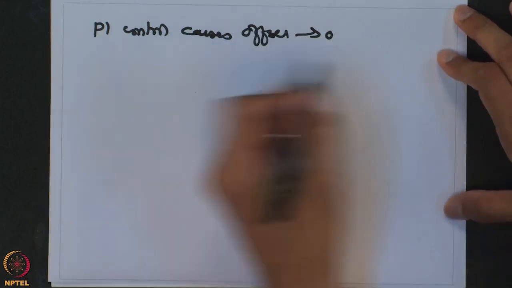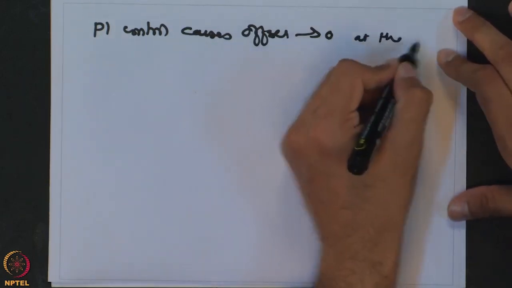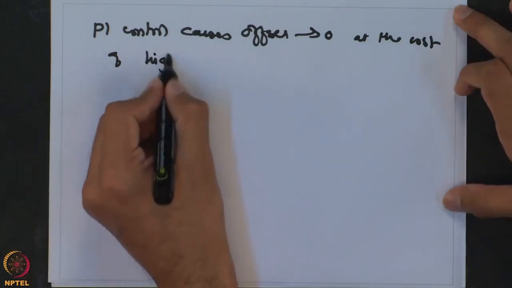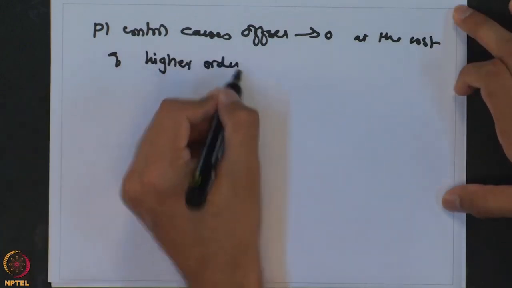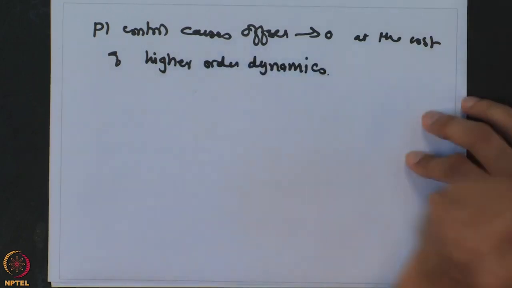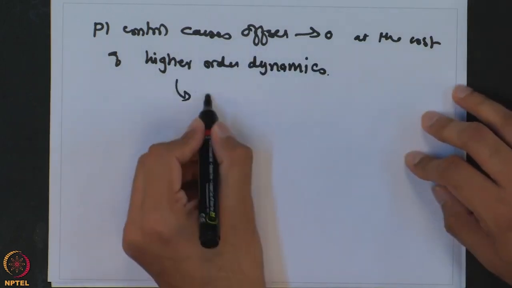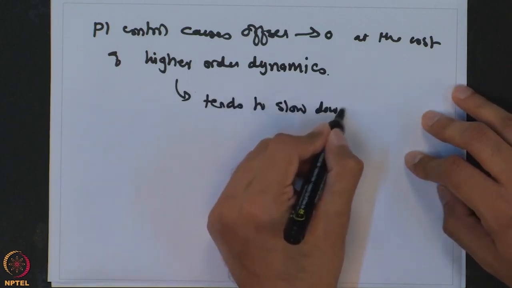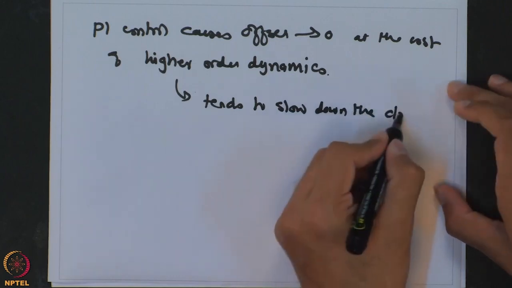does so at the cost of some penalty. And that penalty is higher order dynamics, because we are increasing the order of the system by 1. So it tends to slow down the closed loop response.